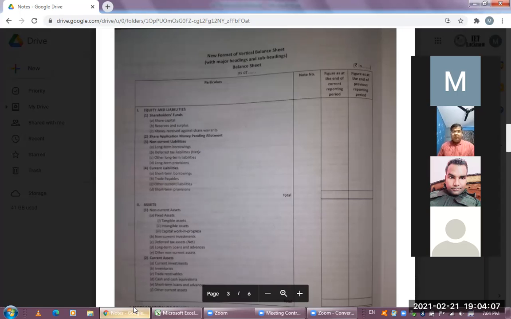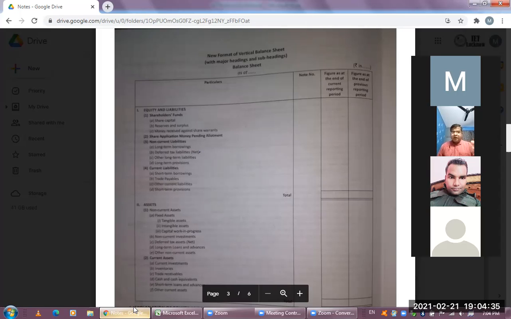The horizontal form of balance sheet is actually termed a T form, a capital letter T, that is T for Tatanagar, and the assets and liabilities are written side by side. On one side, the assets are written; on the other side, the liabilities are written. But in the case of the revised schedule, it is written in vertical format, and you can check the headings.